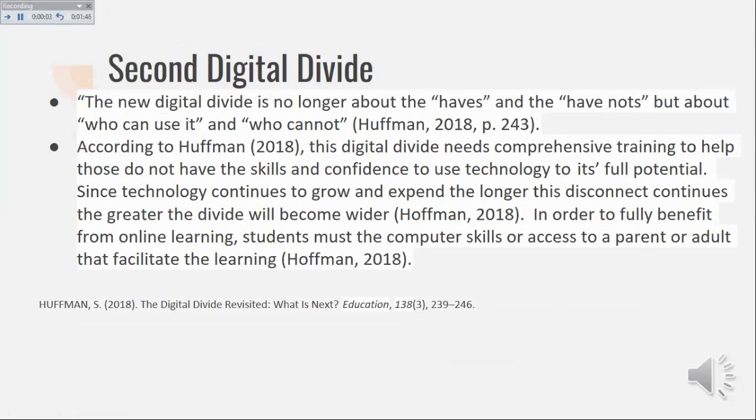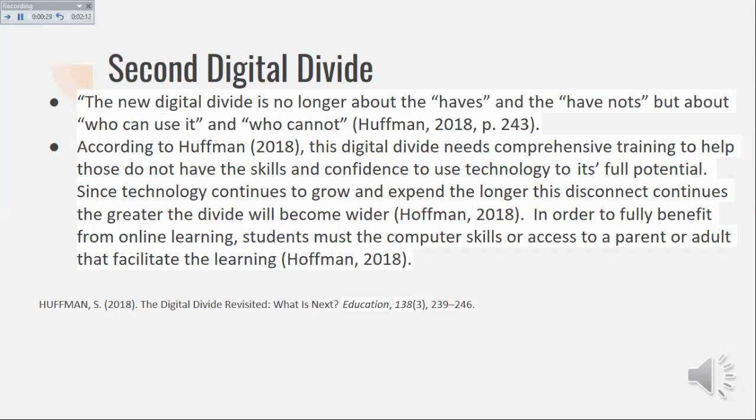This is the second digital divide. The new digital divide isn't really about the haves and the have-nots anymore, but having the knowledge to use the internet appropriately and creatively and at a higher level. According to Hoffman, this digital divide needs comprehensive training to help those who do not have the skills and confidence to use technology to its full potential.